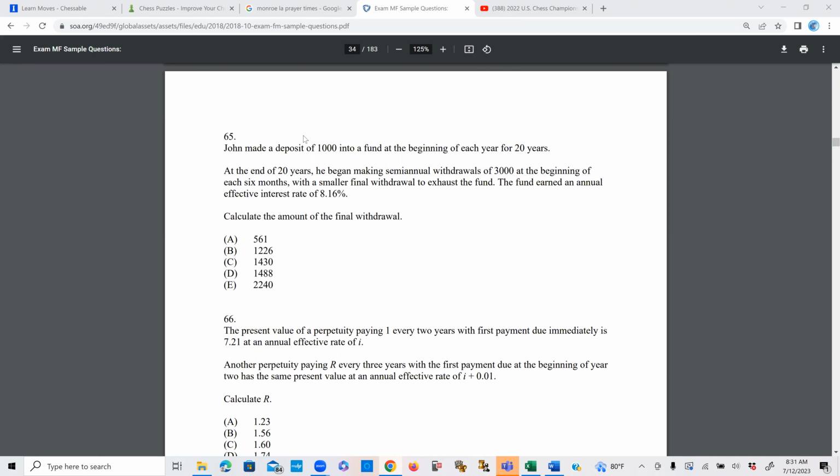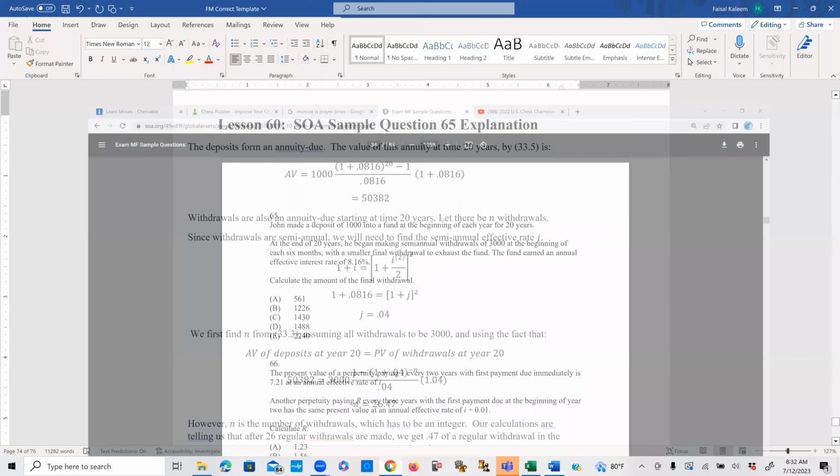So the deposits accumulate for 20 years, and then at time 20, you start making withdrawals. So let's collect everything at time 20 in this problem. First, let's find the accumulated value of the deposits at time 20, because that's the fund from which the withdrawals will be made. And that's an annuity due because the deposits happen at the beginning of each year.